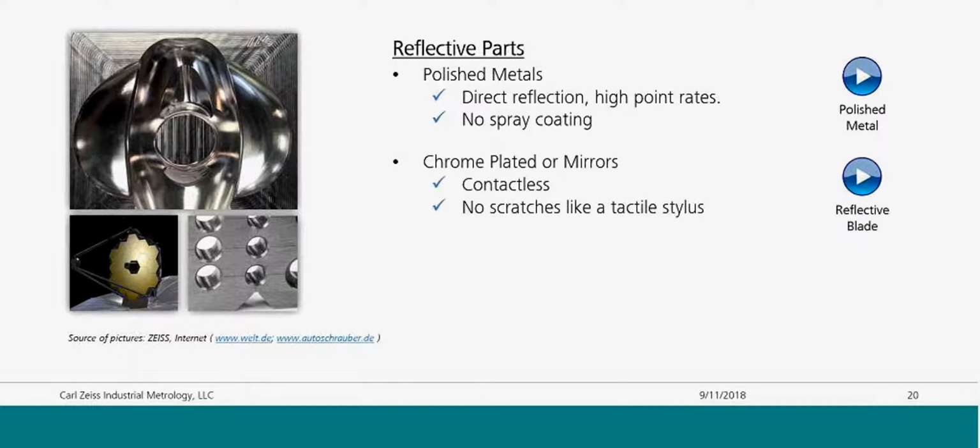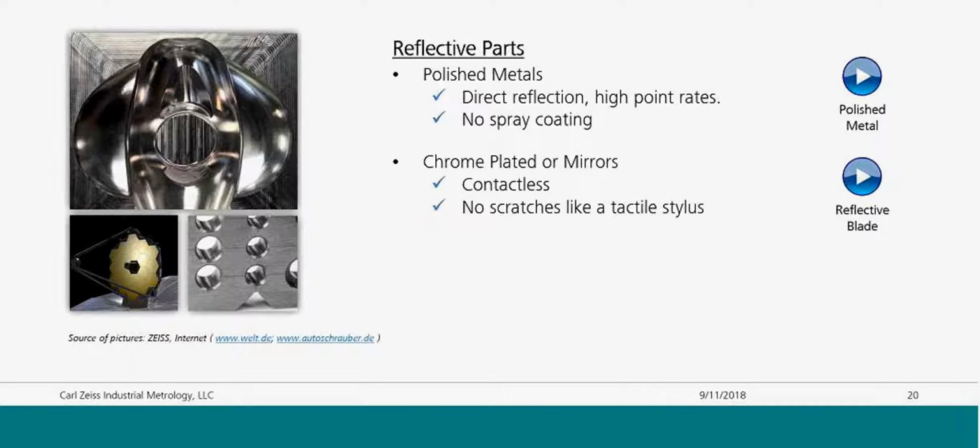So things like mirrors, no problem. Chrome plated as well, no problem there. The nice thing about measuring a chrome plated surface or a mirror is, well, obviously you don't want to touch that with a tactile probe. You're going to damage it, could scratch it. So a probe like this where it's contactless is very ideal for surfaces that are very delicate like those.